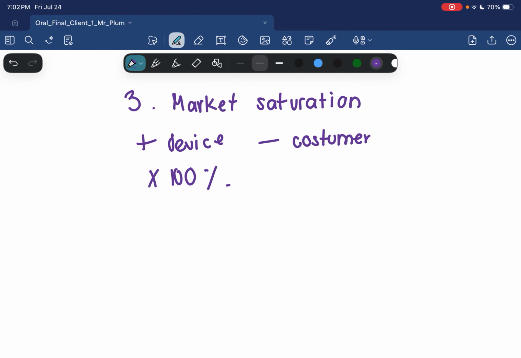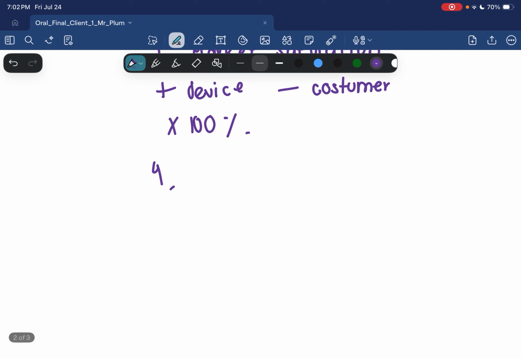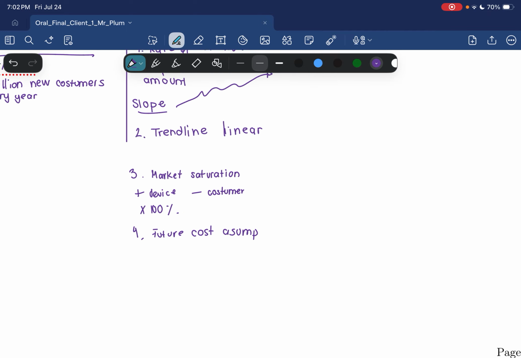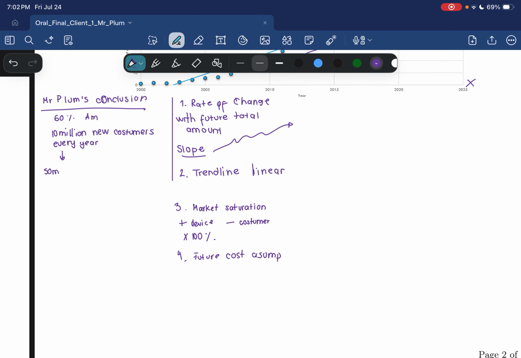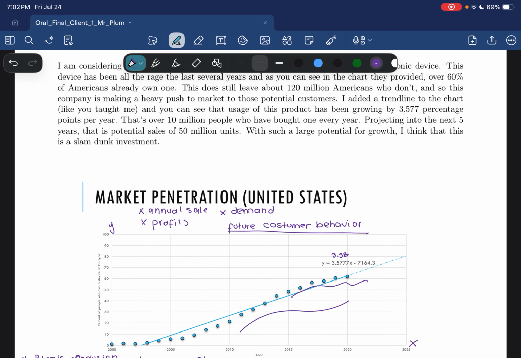Finally, Mr. Plum assumes that every person who does not currently own the device will eventually become a customer. The graph does not support this assumption because some people might never purchase the product because of the price, competition, preference, or many other business factors that are not represented in this graph.